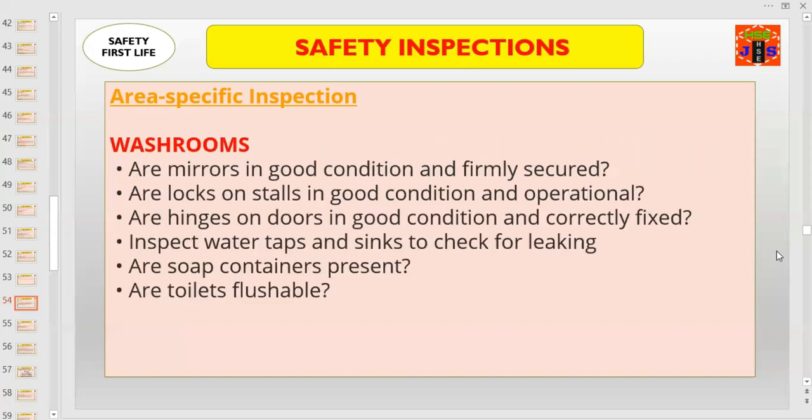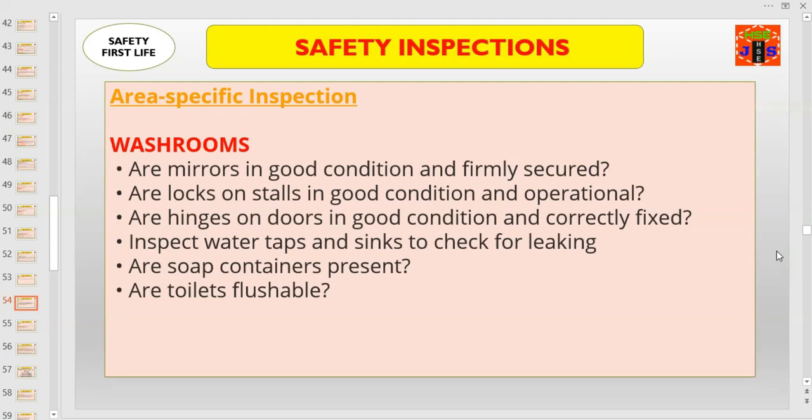Remember, washrooms are also the part of the building. And during the building inspection, make sure you have to visit the washrooms as well. What you will inspect in the washrooms? Are mirrors in good condition and firmly secured? Are locks on stalls in good condition and operational? Are hinges on doors in good condition and correctly fixed? Inspect water taps and sinks to check for leaking.